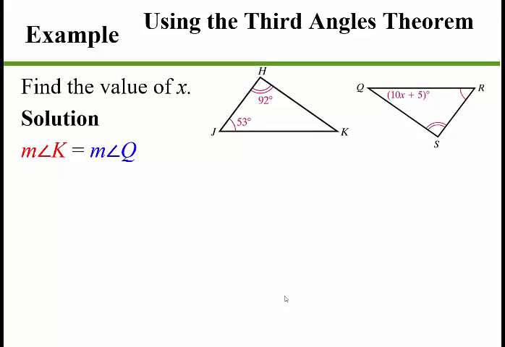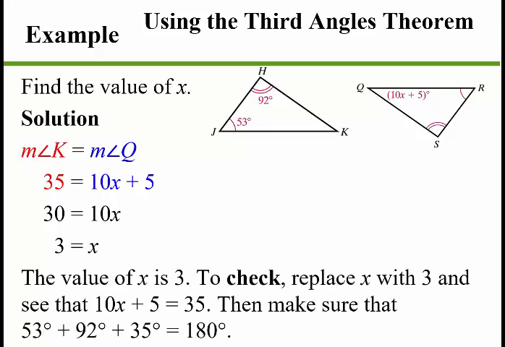Well, then since the measure of angle K is congruent to, or equal to, the measure of angle Q, 35 degrees is equal to 10x plus 5. Subtract the 5 over, divide by 10, and we get that x is equal to 3. So the value of x, which I was looking for, is 3. To check, let's replace x with 3 and see that 10x plus 5 is equal to 35. And then we make sure that 35 plus 53 plus 92 sums right back up to 180 degrees, which is what we wanted.